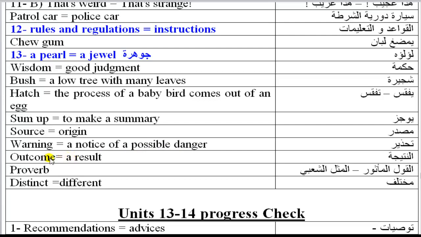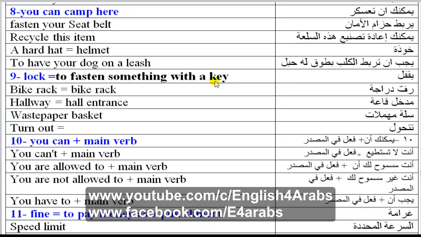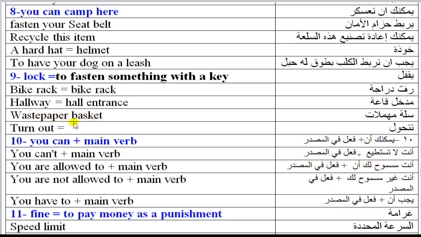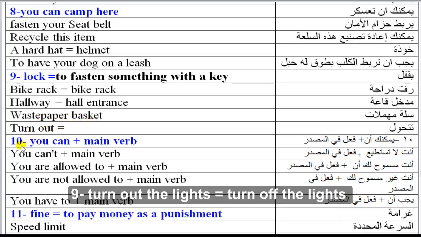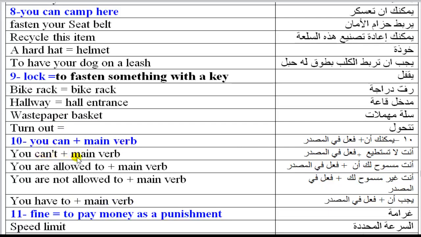Lock. To fasten something with a key. Bike rack. Hallway. Hall entrance. Waste paper basket. Turn out. 10 words of exercise number 10. You can. Main verb. You're allowed to. Main verb. You're not allowed to. Main verb. You have to. Main verb.